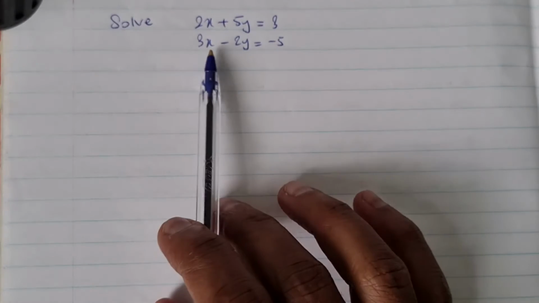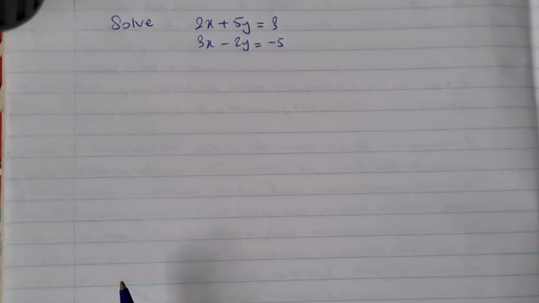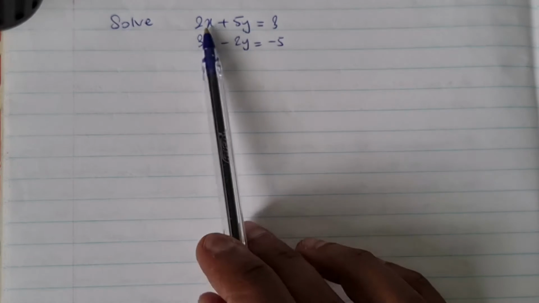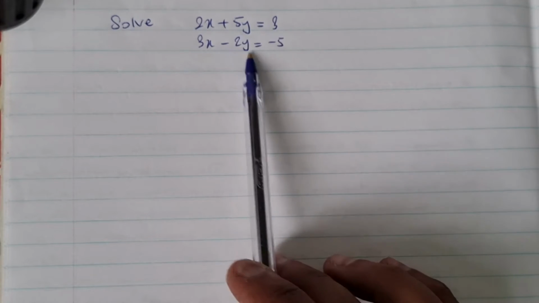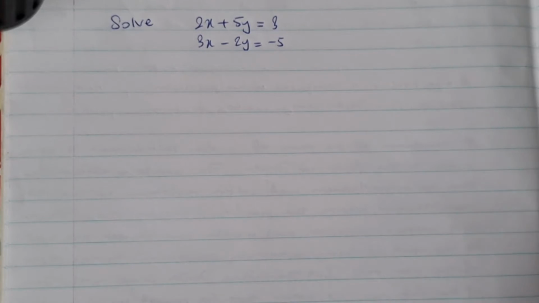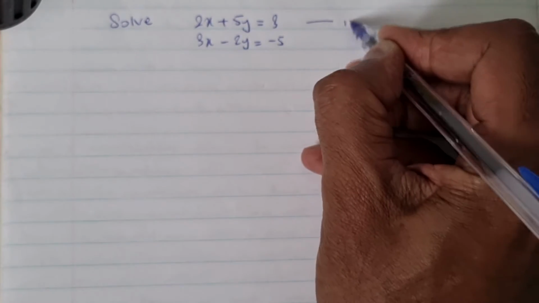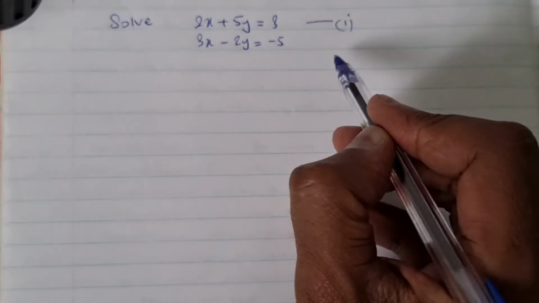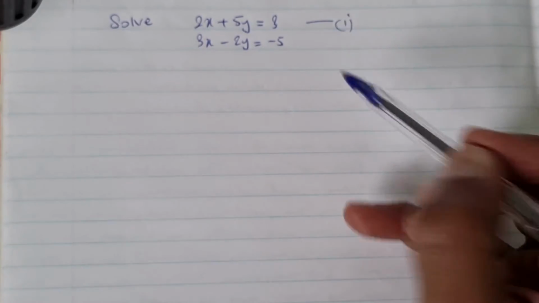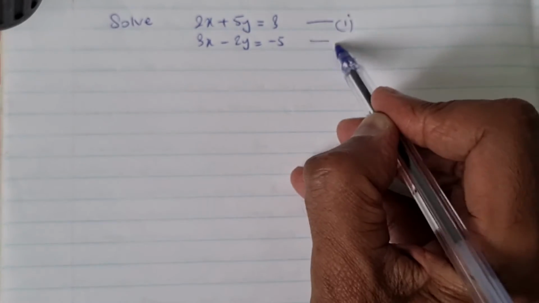Now suppose you want to solve this second equation. Okay, this is our second question, and it's up to you to decide what you want to cancel. You want to cancel x, you can cancel x. You want to cancel y, you can cancel y. But first of all, we're going to call this equation 1, and then you're going to call this one equation 2. All right, so now we have equation 2.